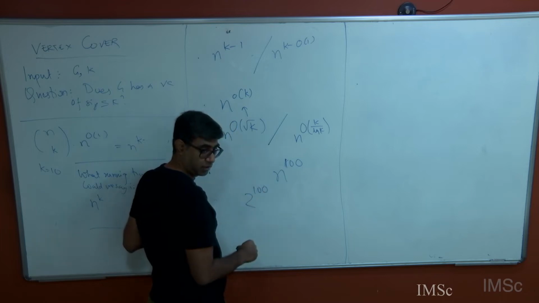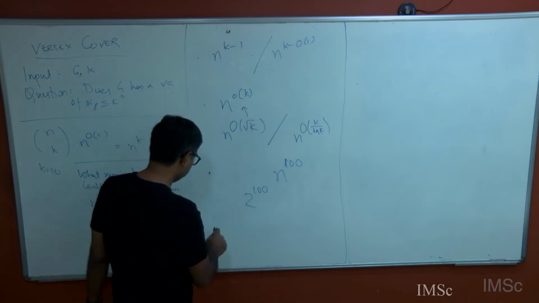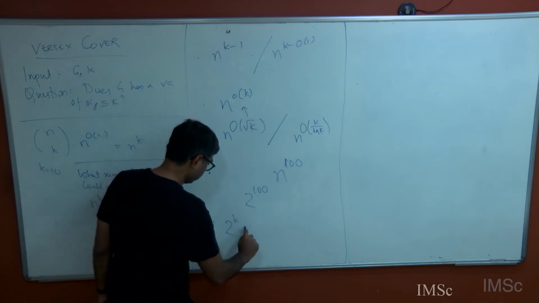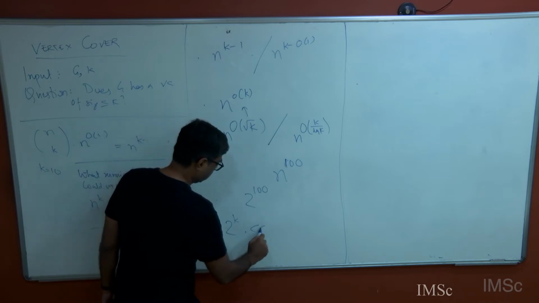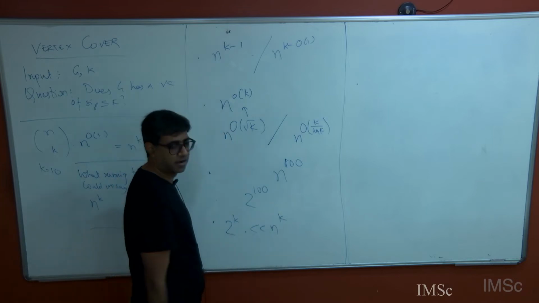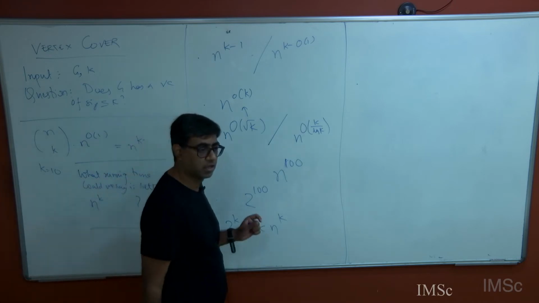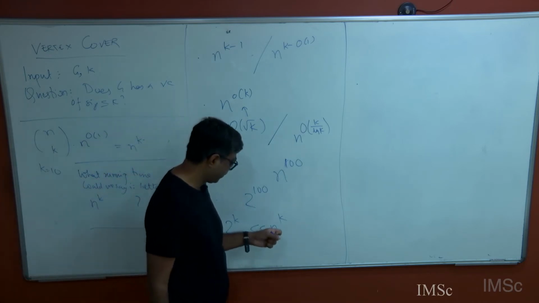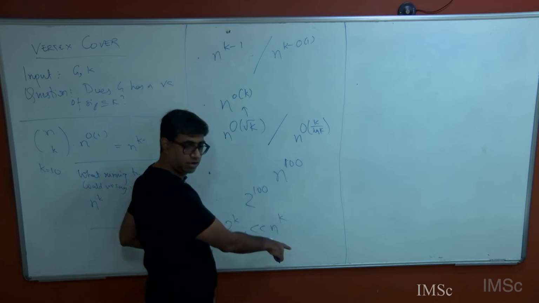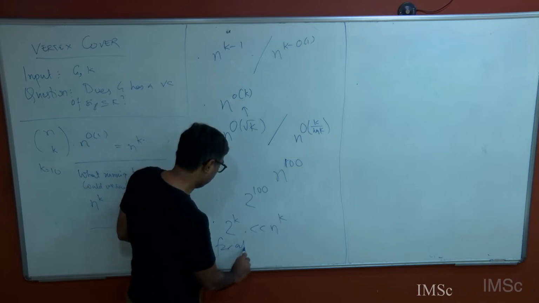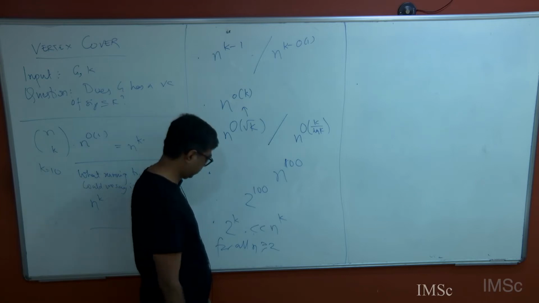2 to the power 100, right, is definitely better than n to the power 100. So basically, 2 power k is definitely better than n to the power k for any n greater than or equal to 2, irrespective of k, whatever may be the k. But if I say this is less than or equal to n to the power k for all n greater than or equal to 2, this is correct, right?